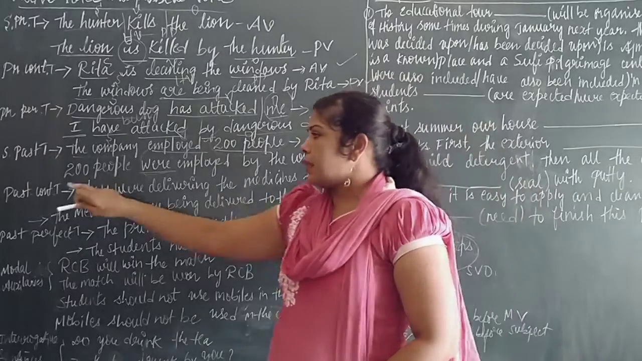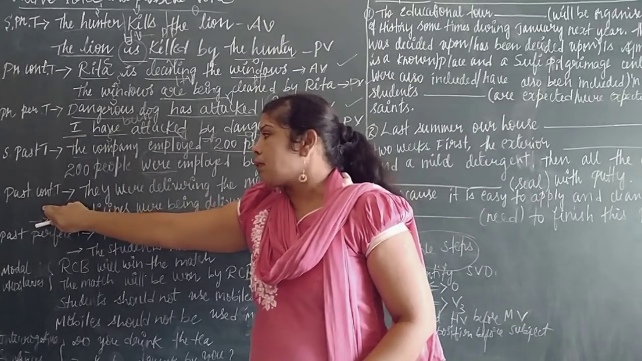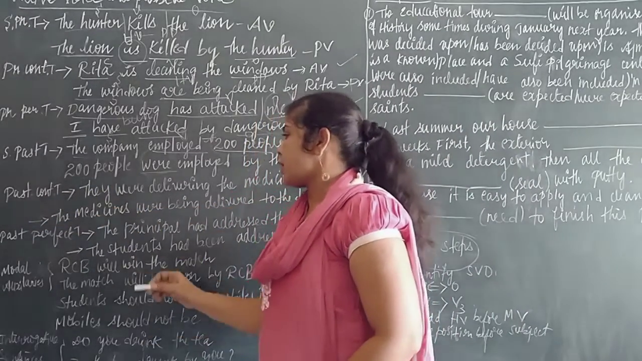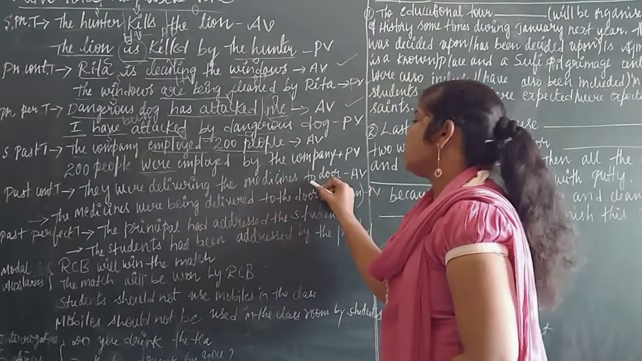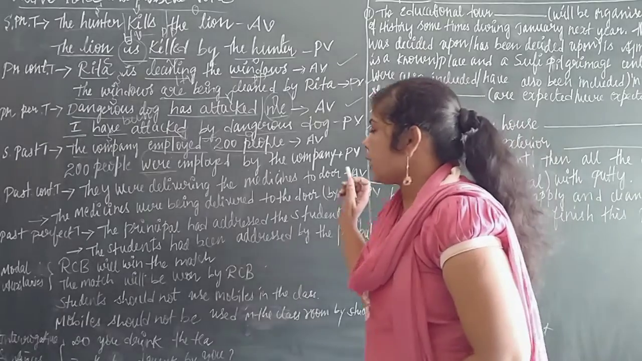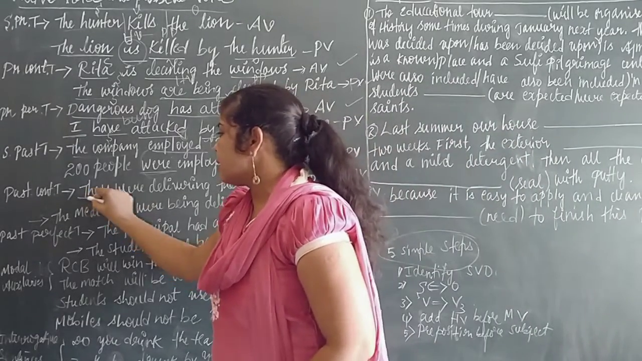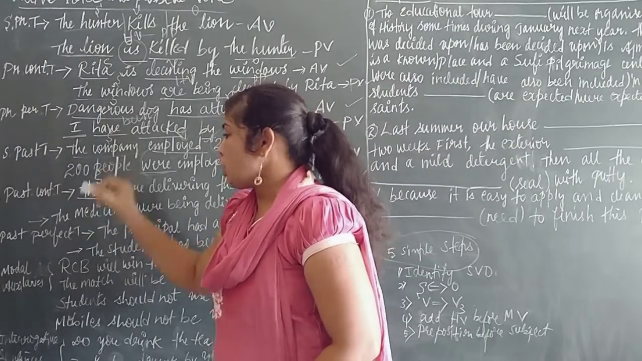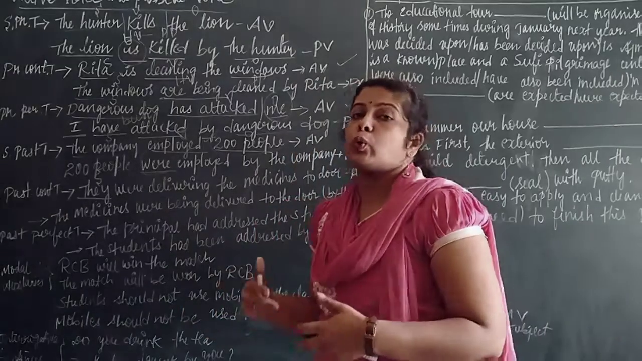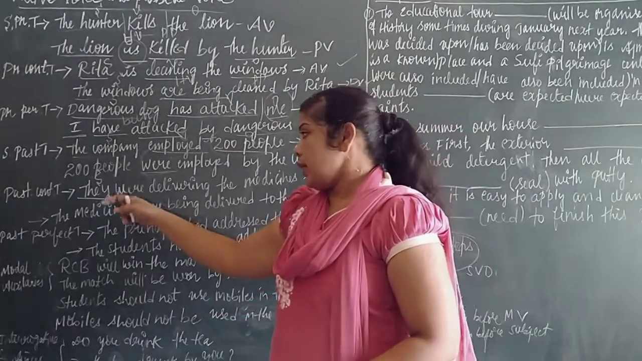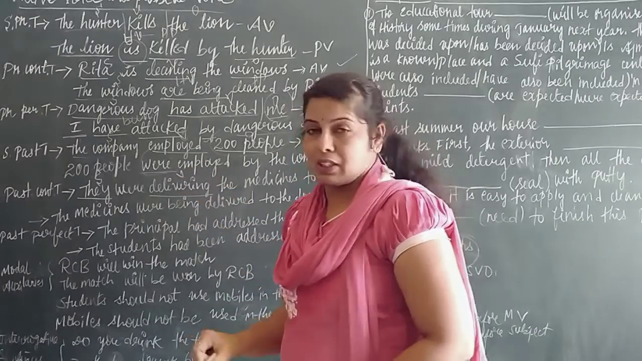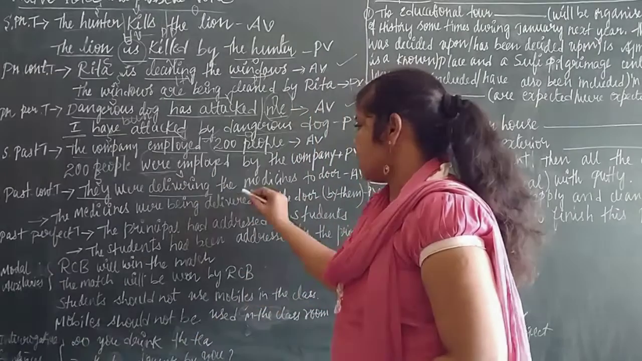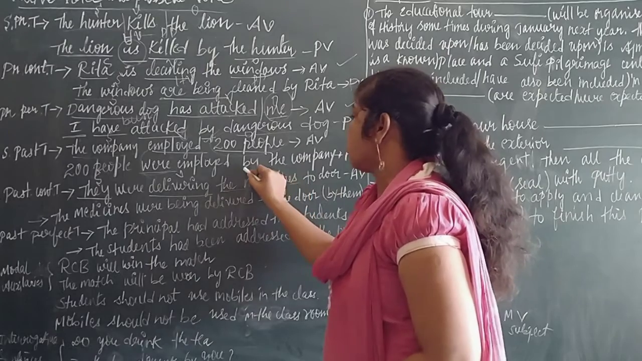So again, let us take another example in past continuous tense. They were delivering the medicine to the door. See here again, let us identify. They is the subject. We don't know specifically who they means. So were delivering is the verb, which is indicating an action in the sentence. The medicines is an object.